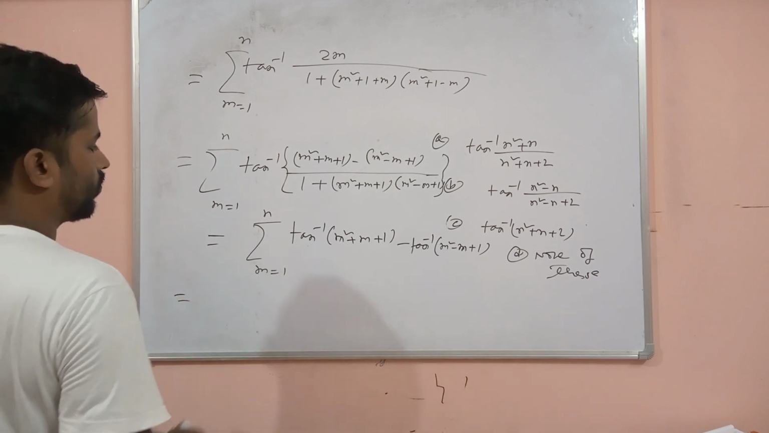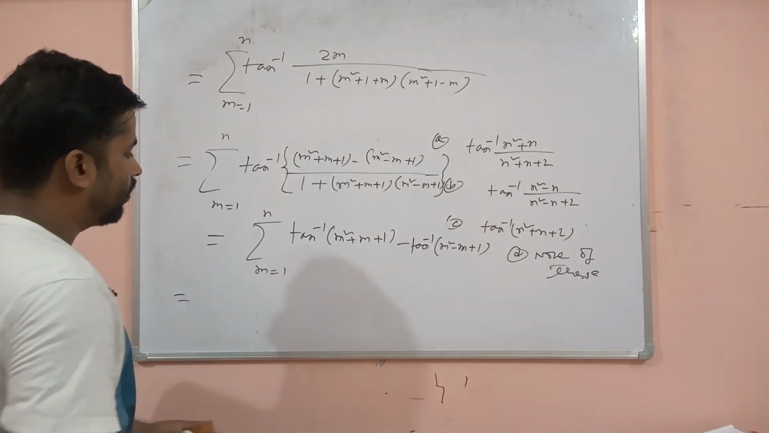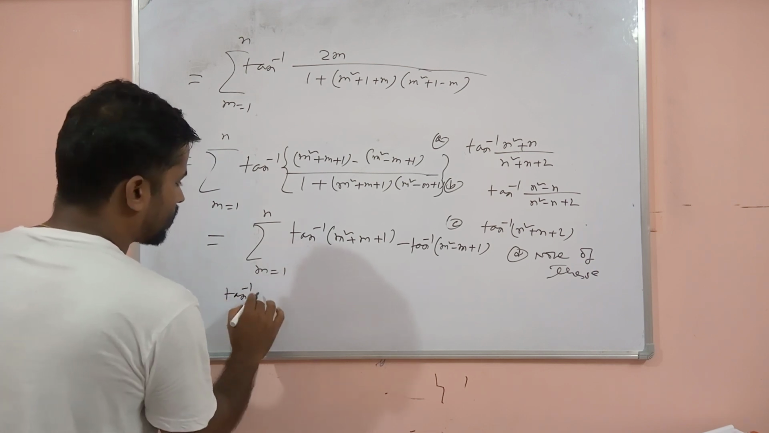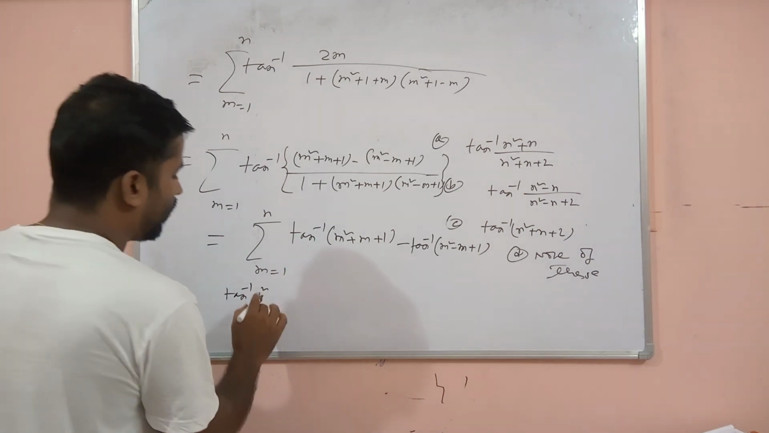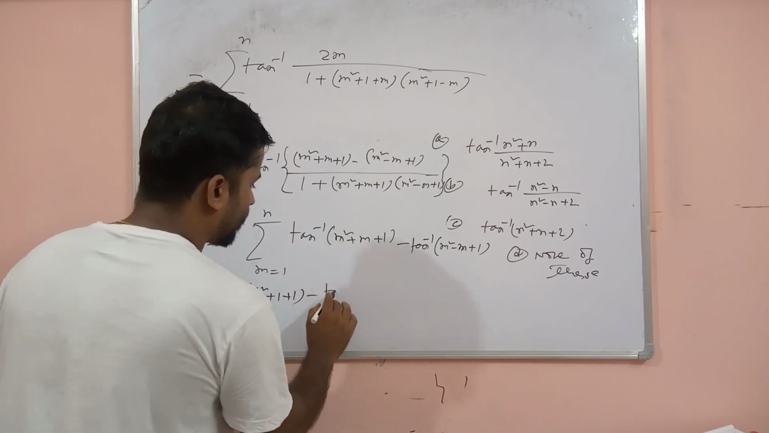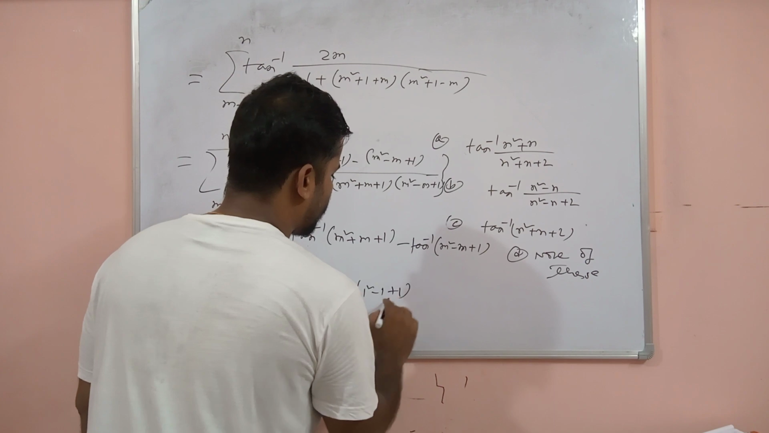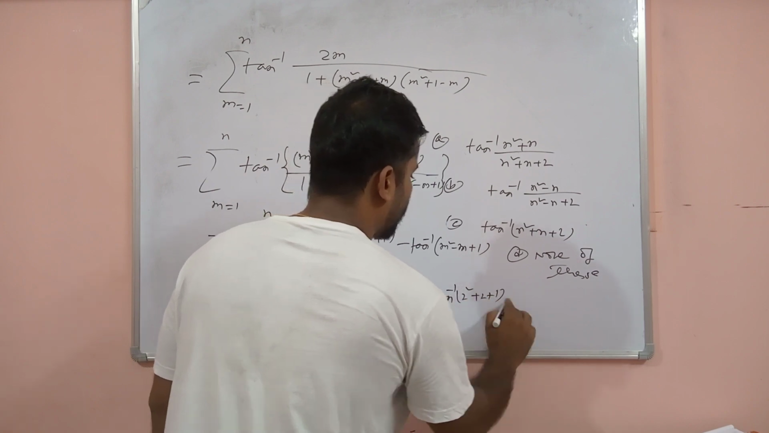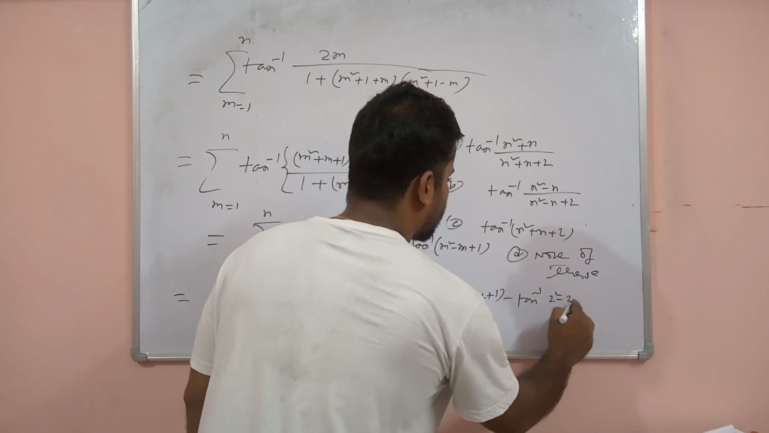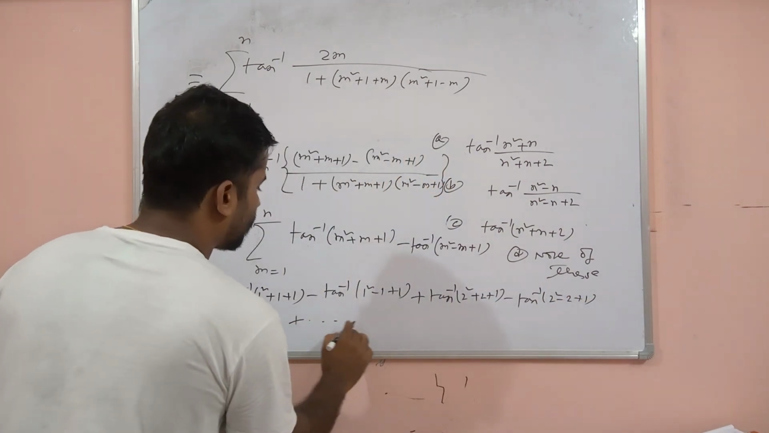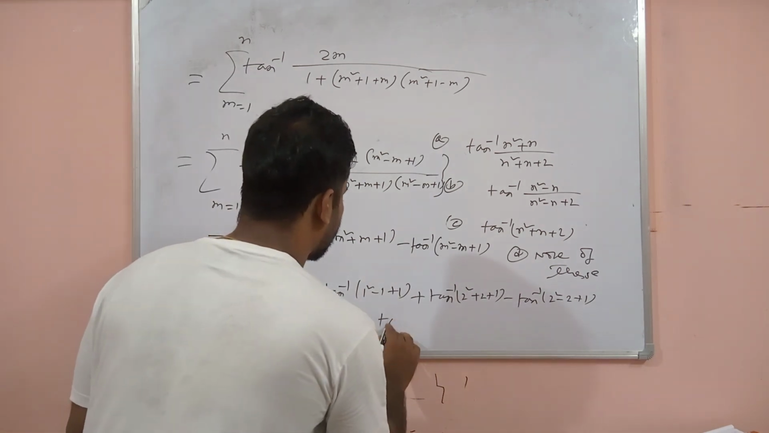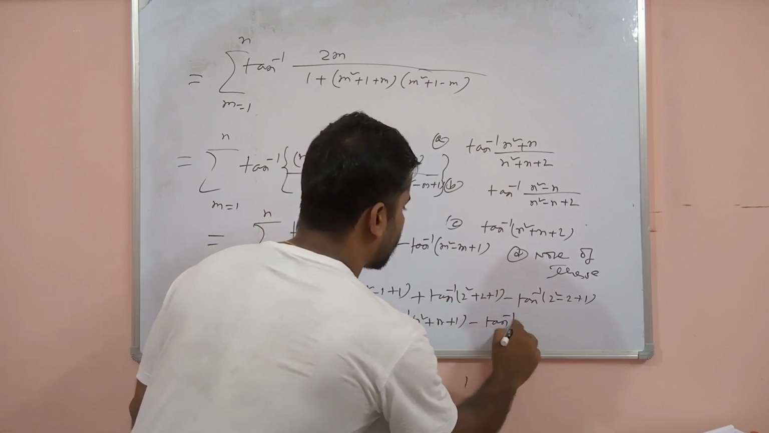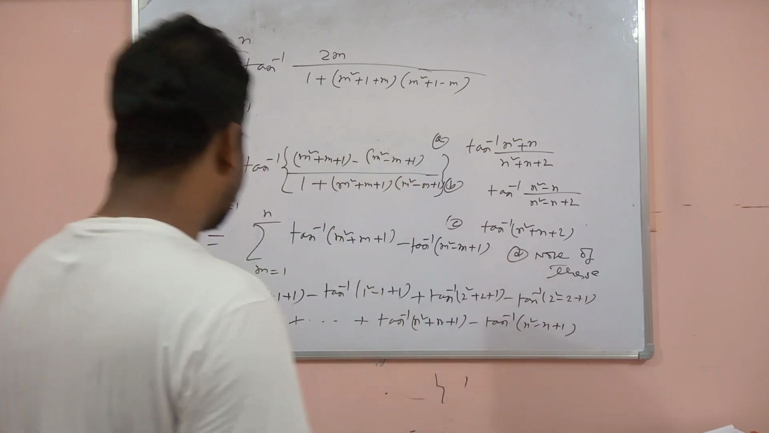Now we want the summation sign. In place of m, this would be tan inverse of 1 square plus 1 plus 1 minus tan inverse of 1 square minus 1 plus 1, plus tan inverse of 2 square plus 2 plus 1 minus tan inverse of 2 square minus 2 plus 1, plus dot dot, and the last term would be tan inverse of n square plus n plus 1 minus tan inverse of n square minus n plus 1.